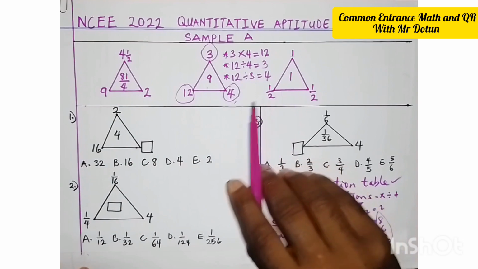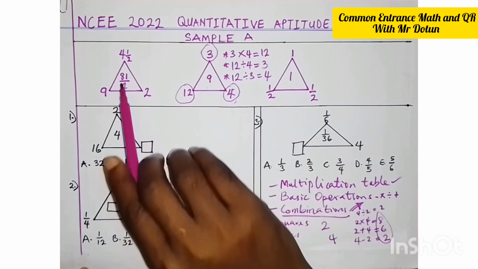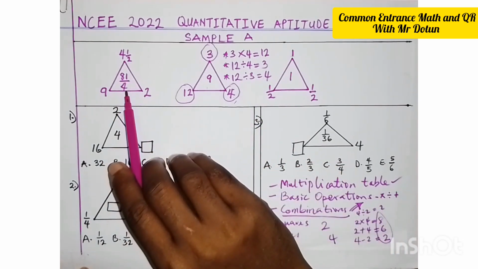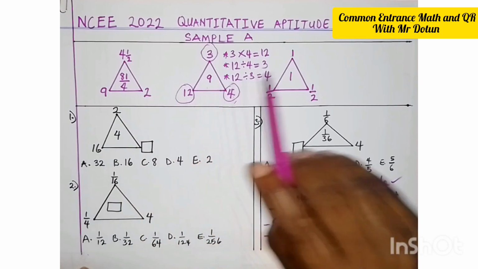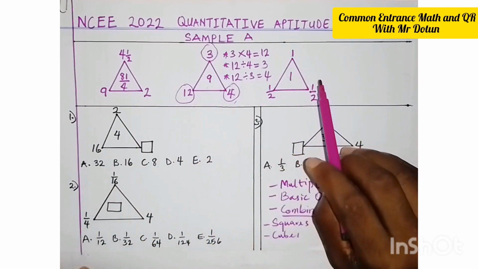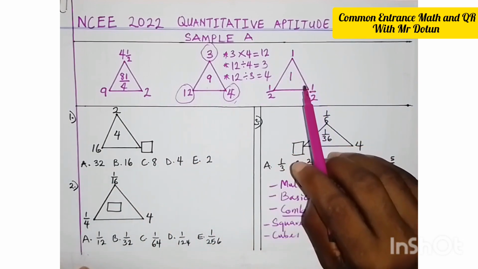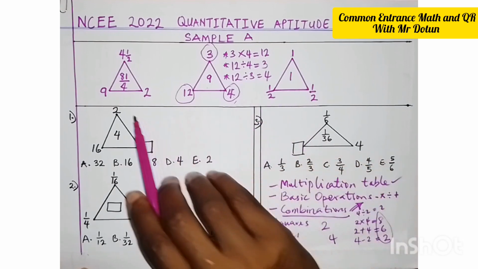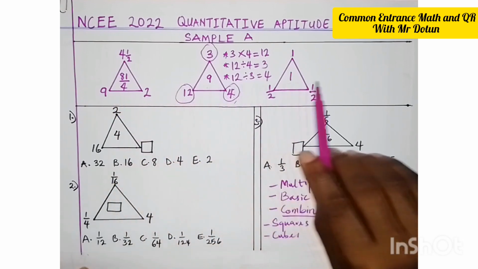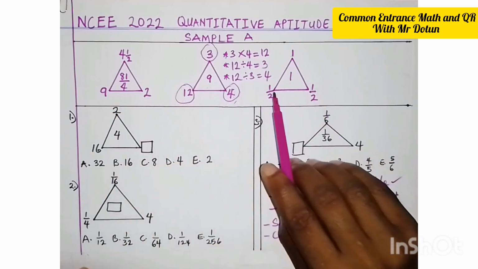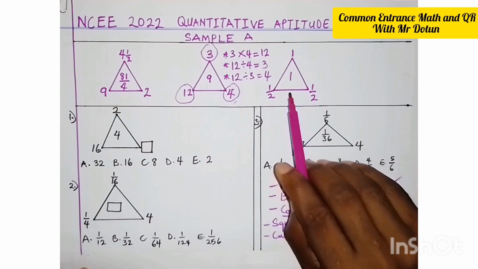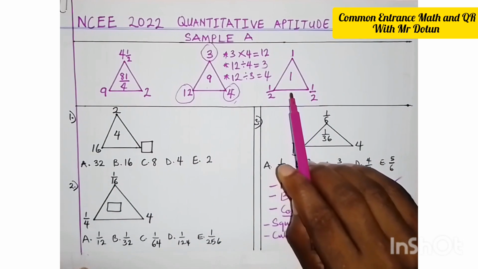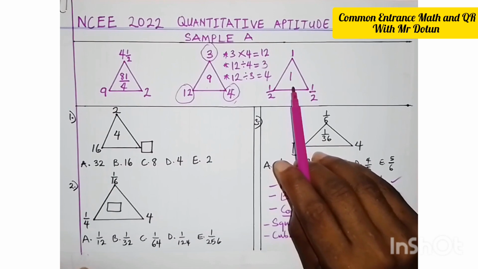From my knowledge of squares, I realize that 81 is a perfect square, 4 is a perfect square, 9 is a perfect square, and 1 is a perfect square. So it gives me the idea that squares are involved in this. So always look out for perfect squares. If you have perfect squares across your sample in a particular position, then you start looking out for how to get to that square number.